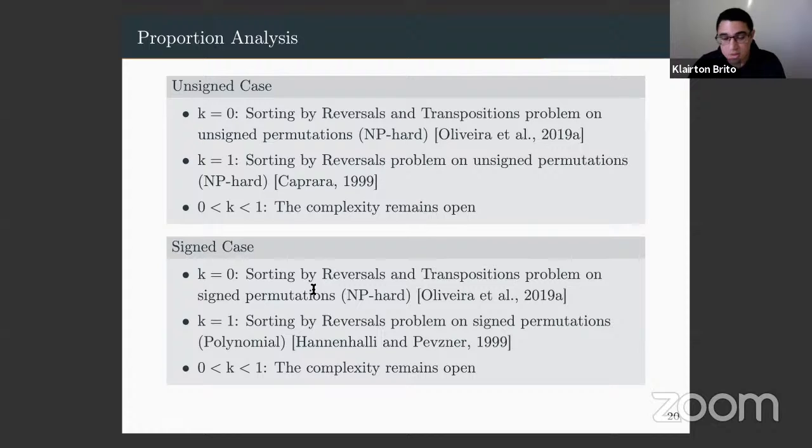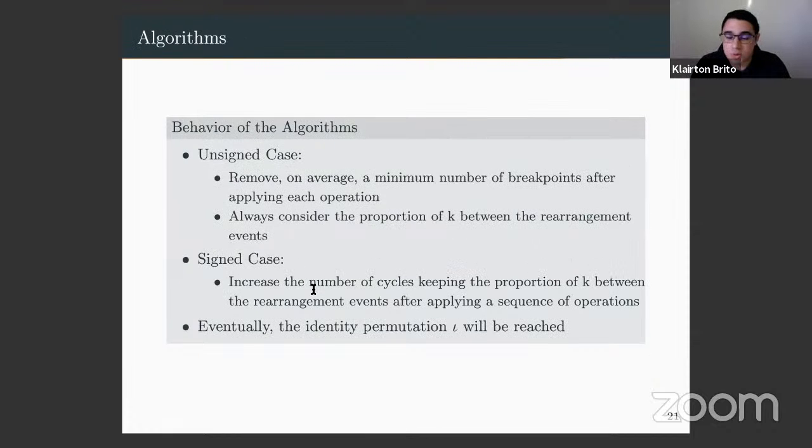And talking now about the algorithms that we proposed for the problem, the behavior of the algorithm consists, for the unsigned case, in removing, on average, a minimum number of breakpoints after applying a sequence of operations, always keeping the minimum proportion desired for the instance. And for the signed case, we use a similar strategy, but considering the cycle graph, in order to increase the number of cycles after applying a sequence of operations, also keeping the minimum proportion desired for the instance.